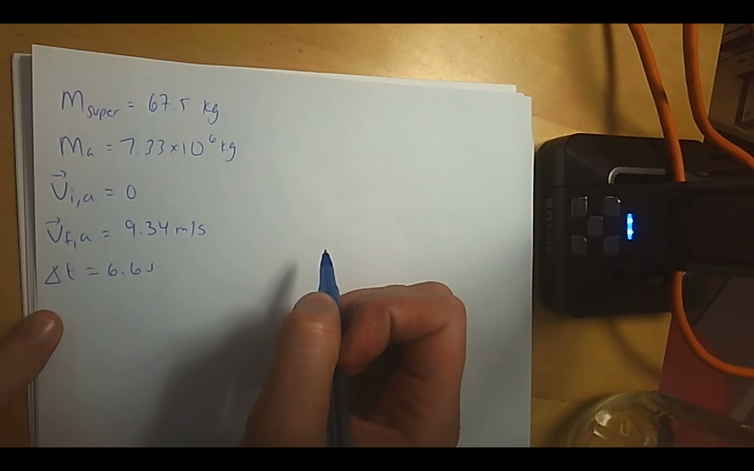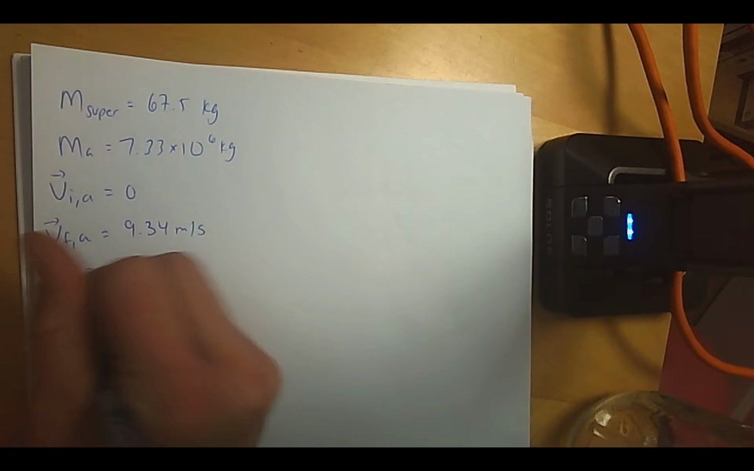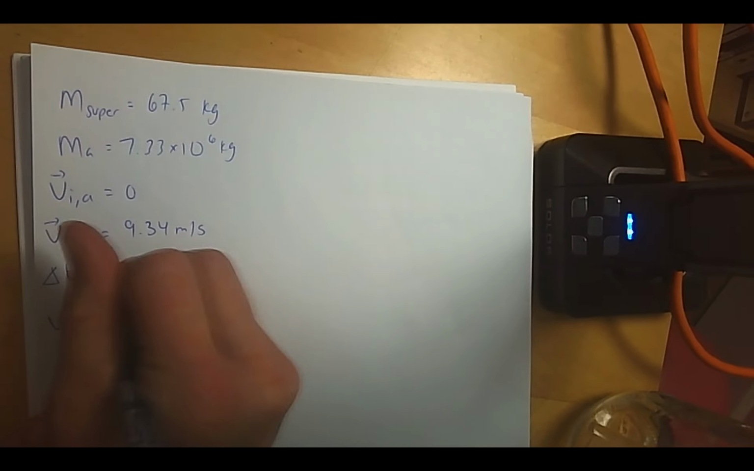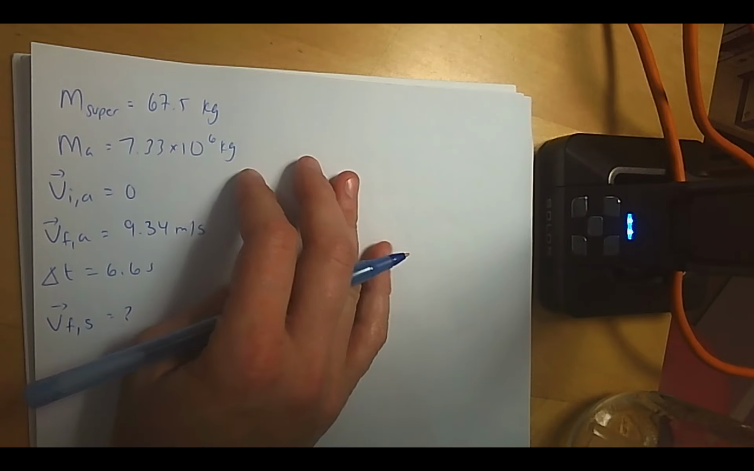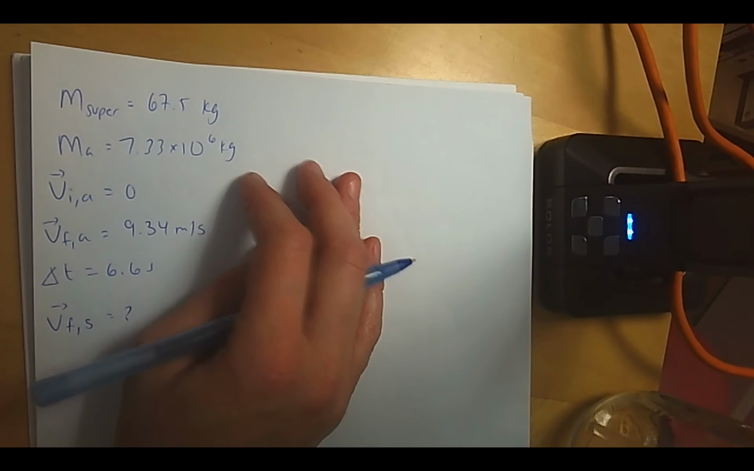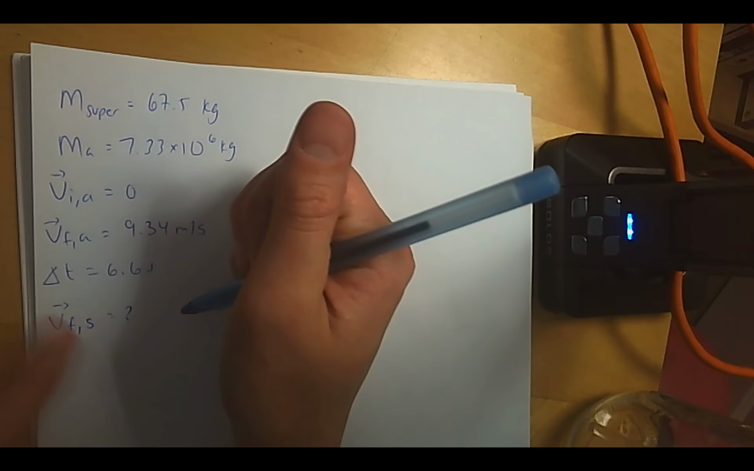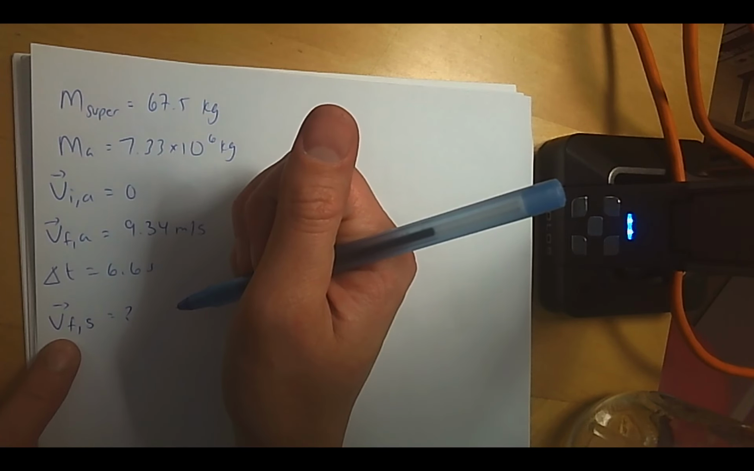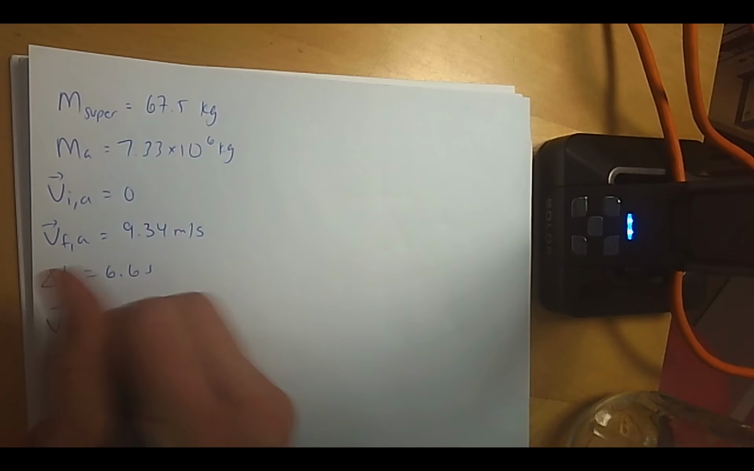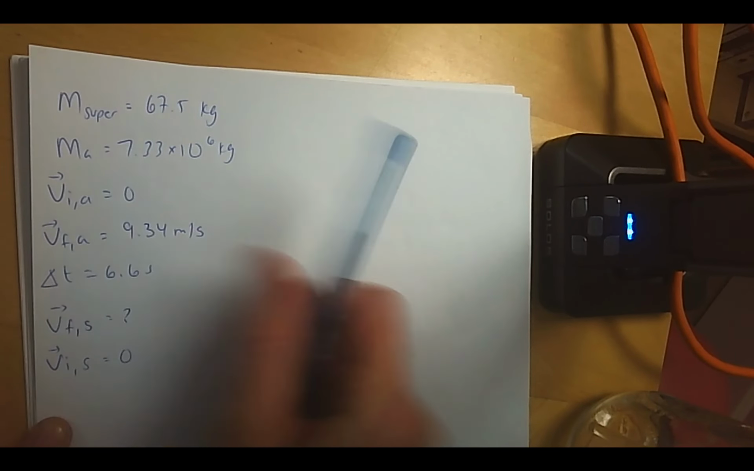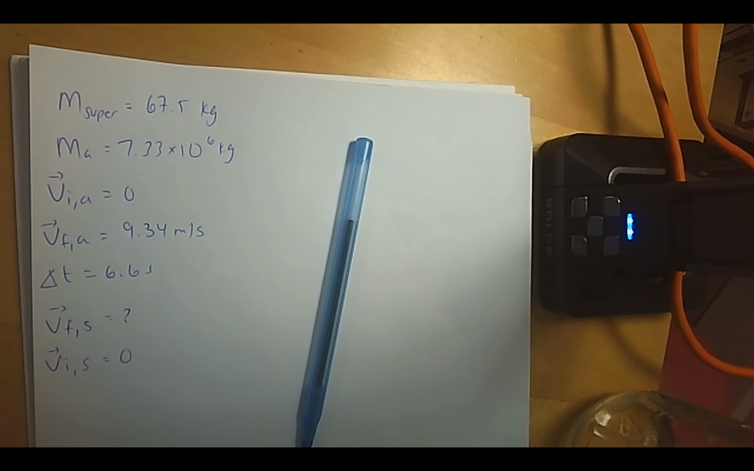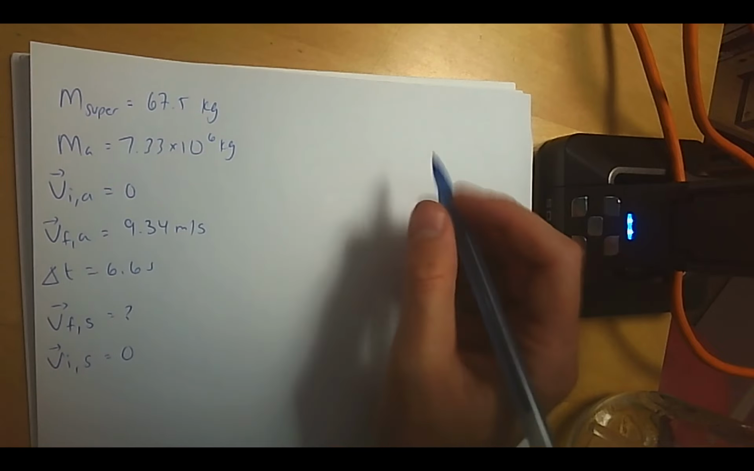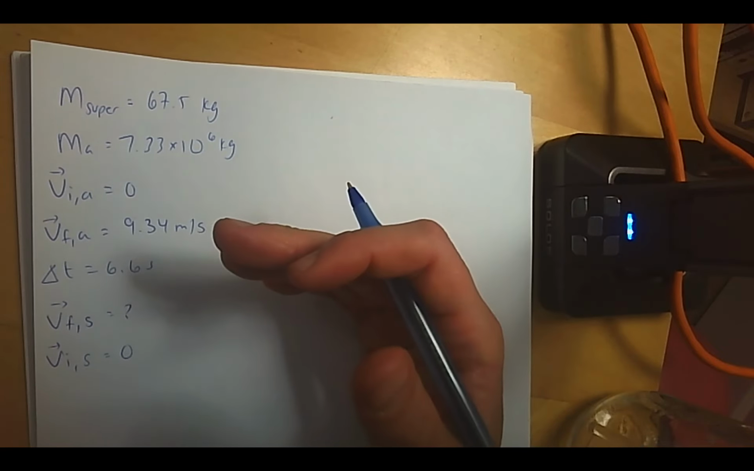So let's find the final velocity of Superman. Now, first of all, if we want to find the final velocity of Superman, we know the initial velocity of Superman is going to be 0 because the asteroid comes to Superman, it pushes him back, they come to rest, and then he pushes off of it.